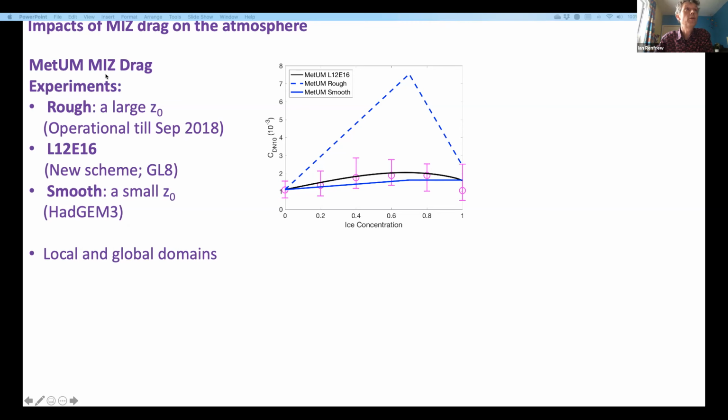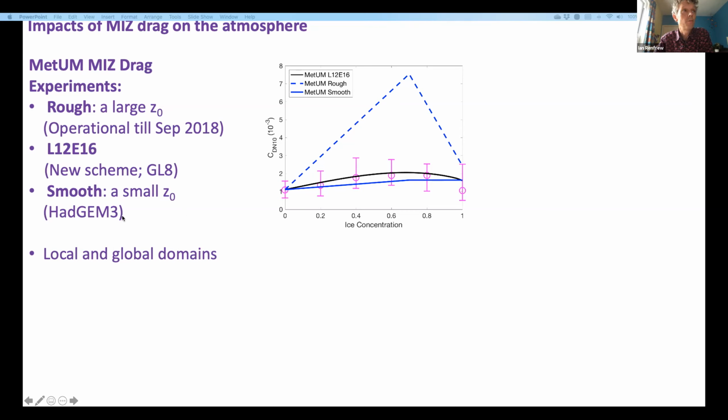And we did 3 different atmospheric experiments. We did a rough experiment with a large amount of surface roughness over the marginal ice zone, and that's this blue dashed line here. And the reason we used that was because that was the operational scheme up until September 8, 2018. And it had a fairly unrealistic drag exchange coefficient, actually, but which they kind of knew about for a while, but didn't do anything about. And then we had our new scheme, which is this L12E16 scheme, the black line here, and then a smooth scheme, which a relatively low roughness length, which was used in some of their climate model configurations.